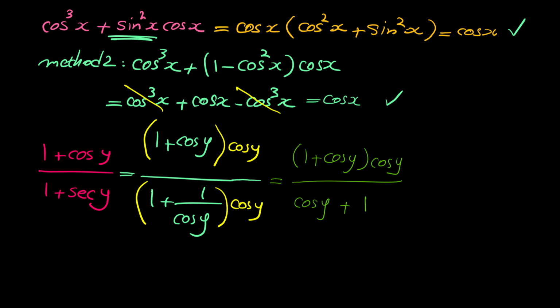Now look at the numerator and look at the denominator. Can you see anything? 1 plus cosine in the bracket. In the denominator we have cosine y plus 1. And cosine y plus 1 is the same as 1 plus cosine y. Because, attention, 1 plus 10 is the same as 10 plus 1. They are the same. So what can we do here? We can cancel this common factor from the numerator and denominator. And the answer is cosine y.